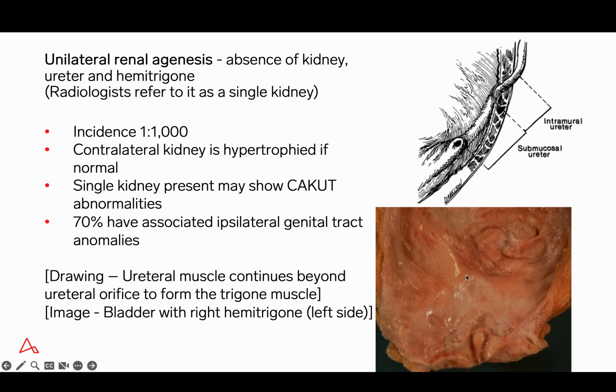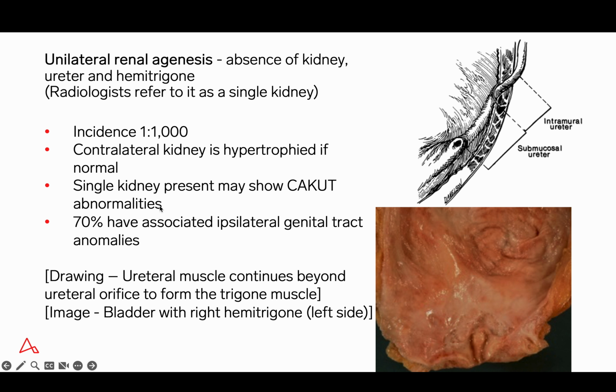If we look at this image at the bottom, this is a gross photograph of an opened bladder. Here we can see the verumontanum, so the patient was a male. Right up here is the one ureteral orifice and one hemitrigone, but as you notice, when we go to the other side, it looks much different, and that's because the hemitrigone is absent because there's no ureter or kidney.